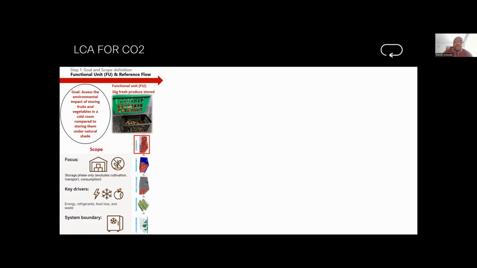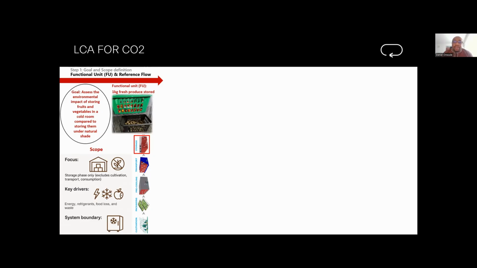Now, what's our scope? We focused on the storage phase only, right? We know that there are different pre-storage stages before the fruits are being stored. But for this solution, due to the complexity in getting accurate pre-storage data, our model focused more on the storage phase. So we excluded cultivation, transport, and even the post-storage, which is consumption. Again, since all these stages remain equal across scenarios, this gives us a very fair basis of comparison, right?